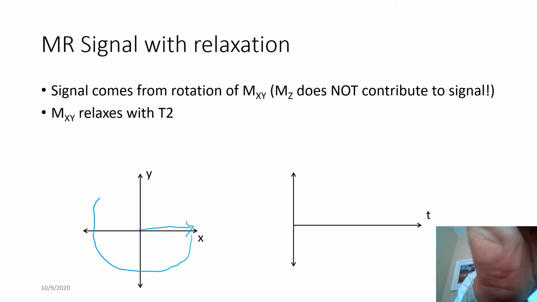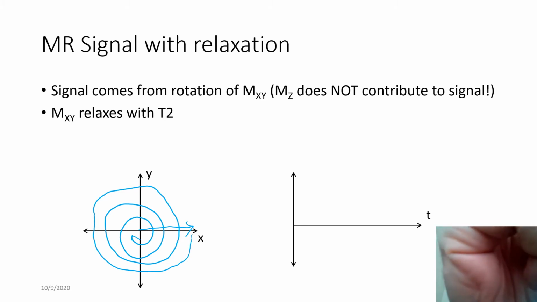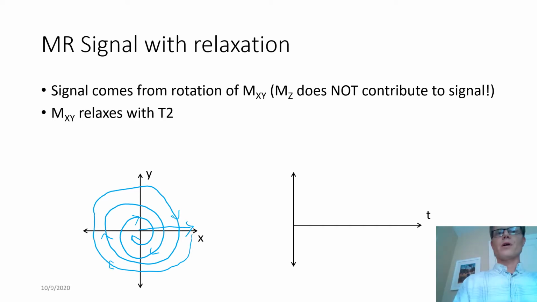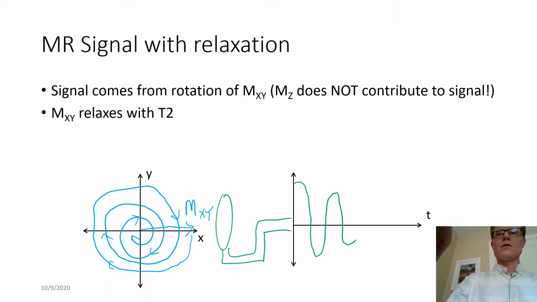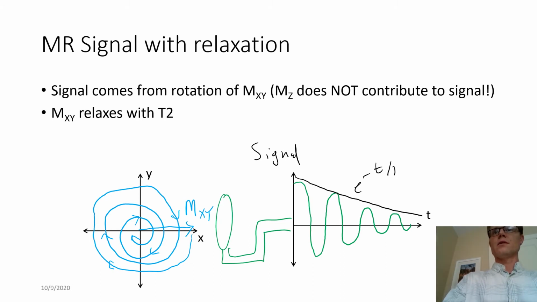In the lab frame, our net magnetization is going to oscillate, but the transverse magnetization, as we talked about in the prior lecture, is going to decay as well with a time constant, T2. So in our RF coil, when we create our signal, it's now going to have some decay associated with it. And the time constant for this decay, as we learned in the last lecture, is T2.